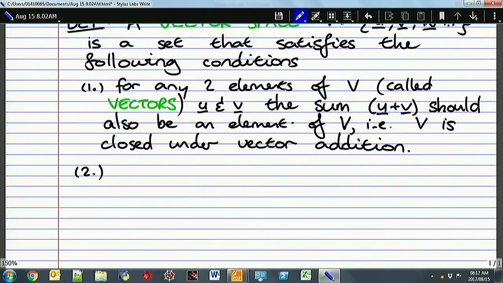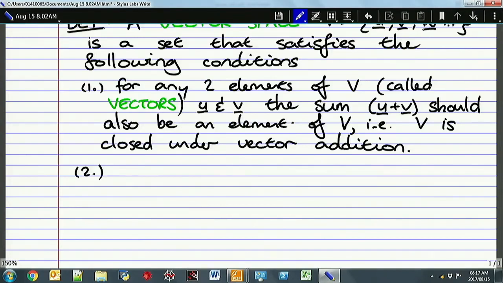The second condition is that if you take any vector in our vector space V and you multiply it by a scalar, and generally to each vector space is associated a different set of scalars. For the most part, we're just going to use the real numbers as our scalars. But you take any vector, you multiply it by any scalar, and the result is again a vector inside your vector space. So this is just closure under scalar multiplication.